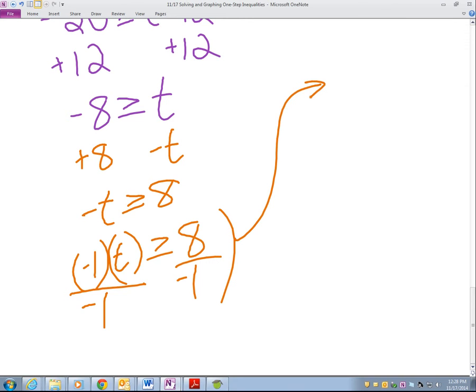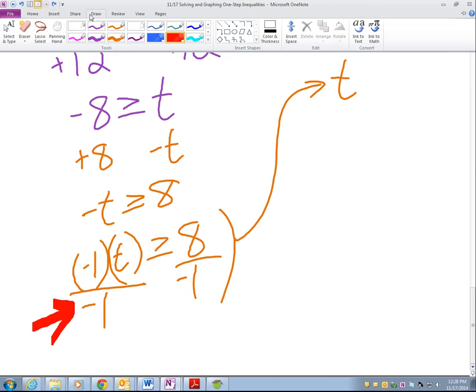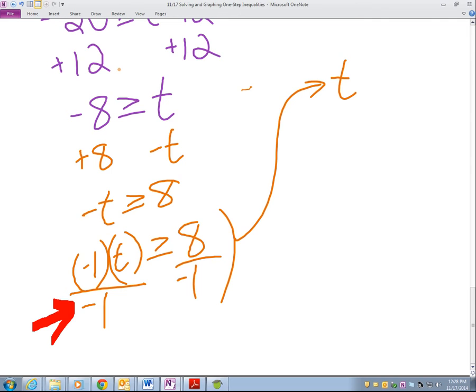Now I have t by myself, and because I'm dividing by a negative, that means that my sign is going to switch. So now I have my symbol switched, which is less than or equal to negative 8, because 8 divided by negative 1 is negative 8. So now I have the variable on the left. I have proven how this is the same as that.